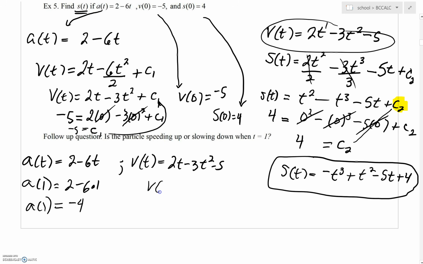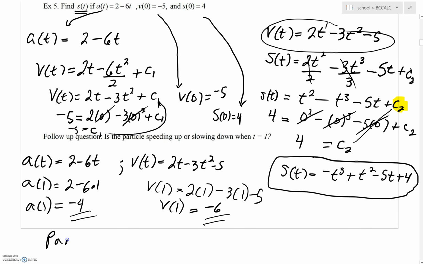If I were to plug in a 1 for my velocity, I'd have 2 times 1 minus 3 times 1 minus 5. And that's 2 minus 3, which is negative 1. And negative 1 minus 5, correcting myself, that's negative 6. Well, at this point, regardless, I think you can see that velocity and acceleration are both negative.